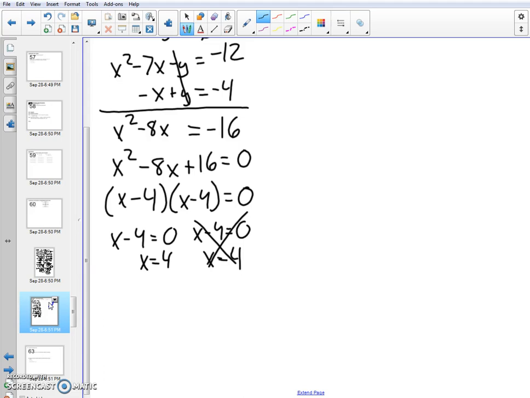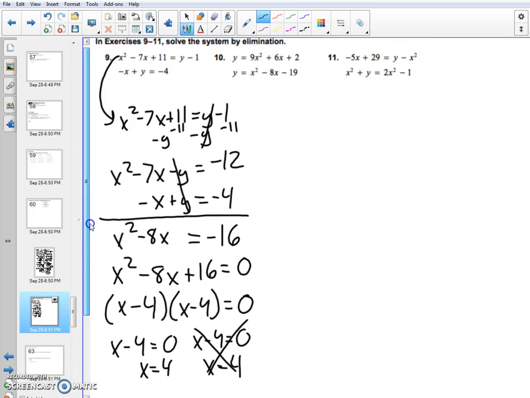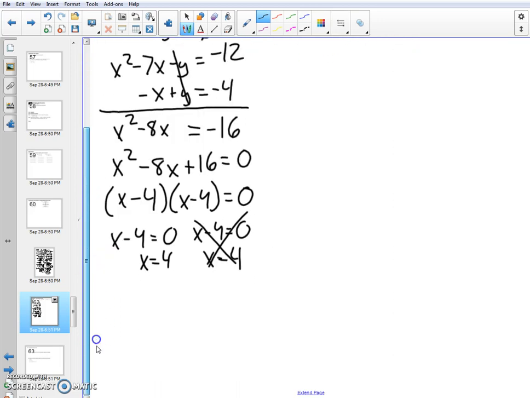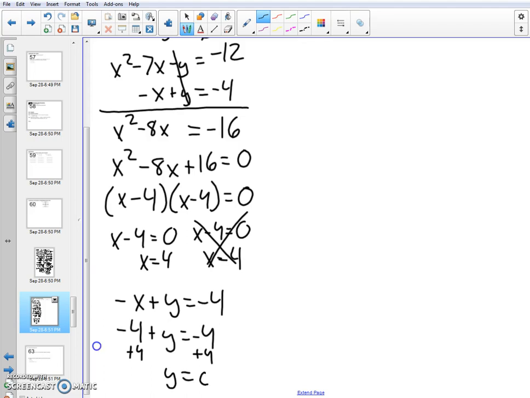So I need to plug that in to figure out what y is. So I'm going to look at that second equation just because it's a little easier. So -x plus y equals -4. So in for x, I'm going to put 4. So I want to get y by itself, so I'm going to add 4 to each side. So I get y is 0. So my solution then is (4, 0). So I have a parabola and a line, they intersect in one place, and that is at (4, 0).